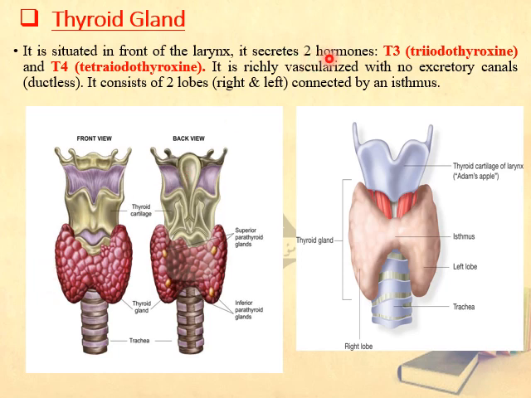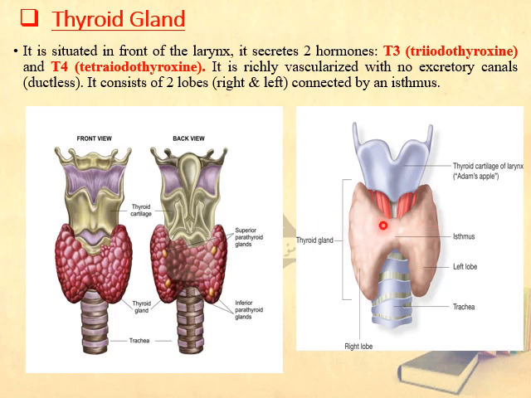It secretes two hormones. The two hormones that are secreted by the thyroid gland are T3 and T4. T3 stands for triiodothyronine hormone, and T4 stands for tetraiodothyronine hormone. So the thyroid gland secretes two hormones, T3 and T4. It is richly vascularized. It is surrounded by many blood capillaries with no excretory canals.